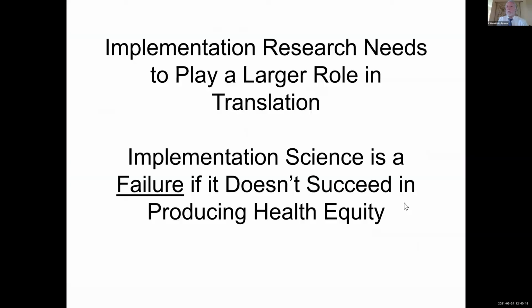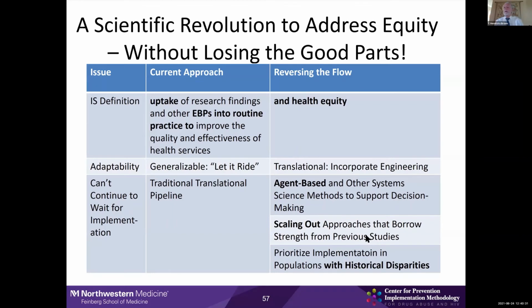So let me summarize. Implementation research needs to play a larger role in translation. And I think it's stronger if implementation would be a failure if it doesn't succeed in producing health equity. Here's a couple of examples of a scientific revolution. I don't mean to take away all of the things that are going on with the good parts in here, but the implementation science definition really needs to add in health equity at the definition in here. I urge people to do that.